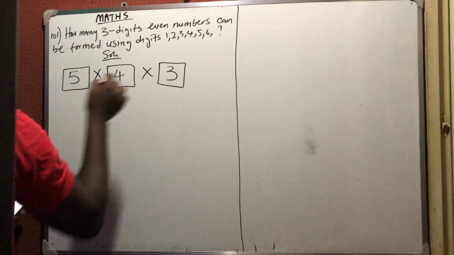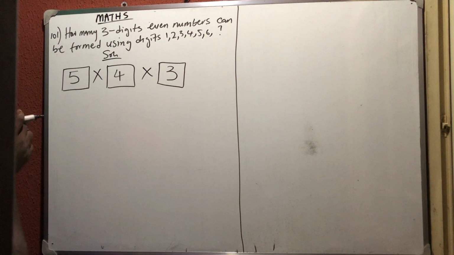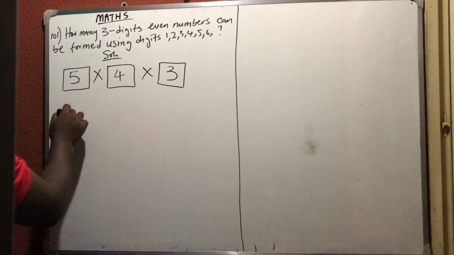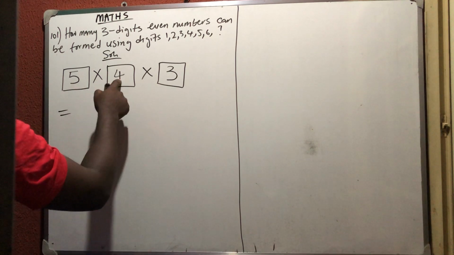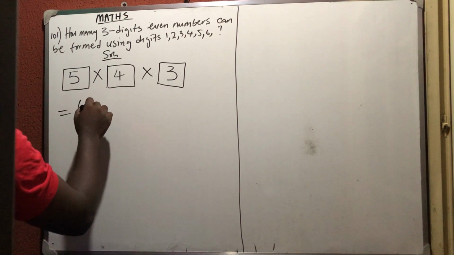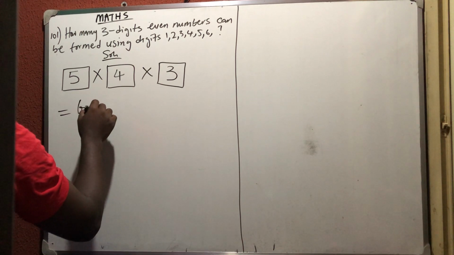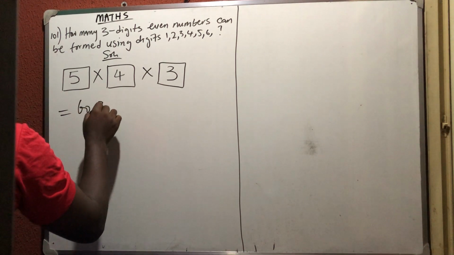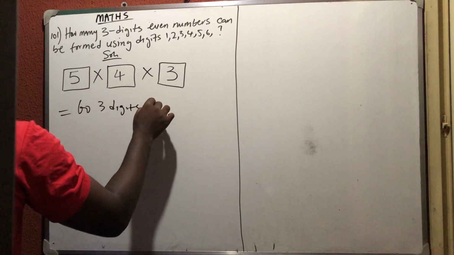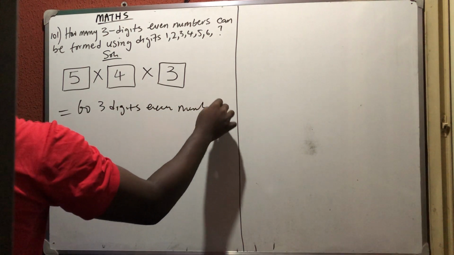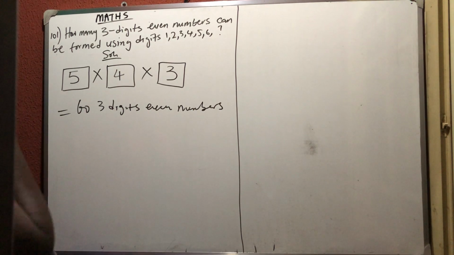So you put your times, your answer is simply 5 times 4 times 3. Okay, that's 4 times 5, 20, times 3, 60. So 60 3-digit even numbers. Very, very simple. You see? So we have that.